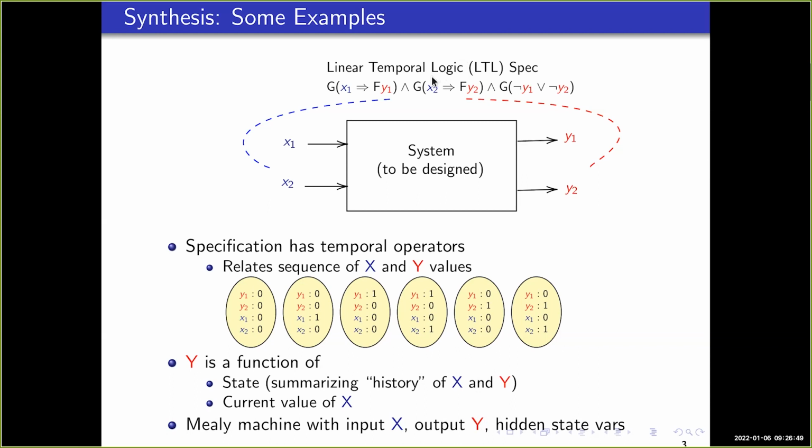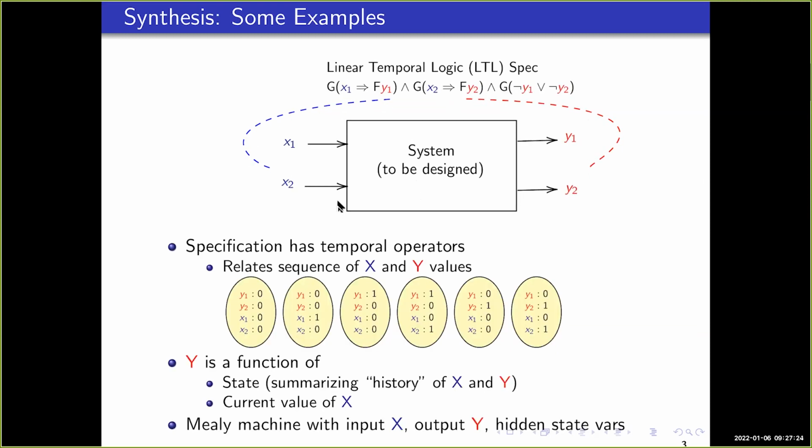Okay, so this gives us our first idea that maybe what we have to do is, starting from the specification, figure out what kinds of sequences can satisfy the specification, and from that entire set of sequences, figure out how to determine y in terms of x and some notion of state that summarizes the history of x and y. Okay, so this was one example.